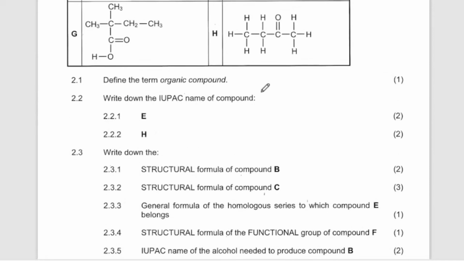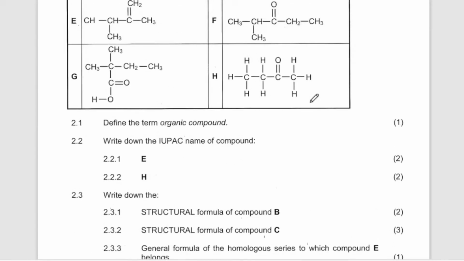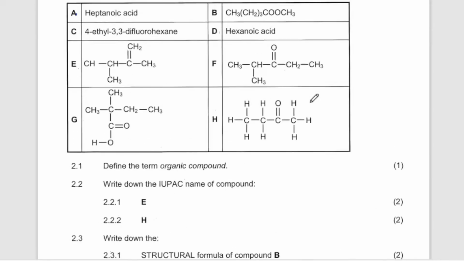Write down the IUPAC name of compound E. So if you look at compound E, what are you going to say here? Let's find out the longest chain. 1, 2, 3, 4, because here I have the double bond.